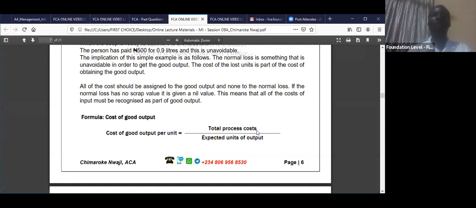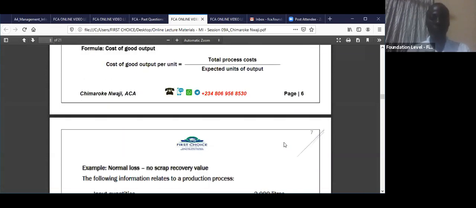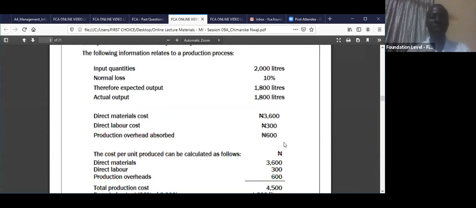So, it is the expected units that you have to work with, because normal loss is unavoidable. Instead of working with the total units, you are going to be working with expected units. So the total process cost divided by the expected units of output will give you your cost of good output per unit.